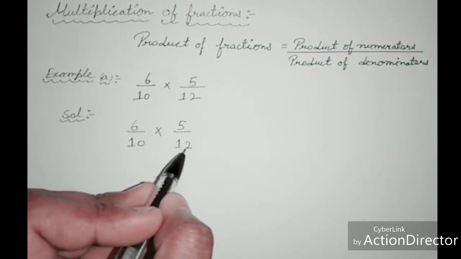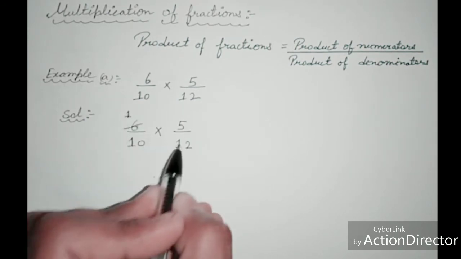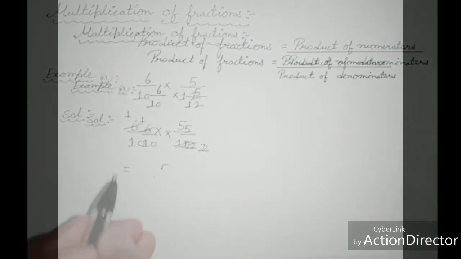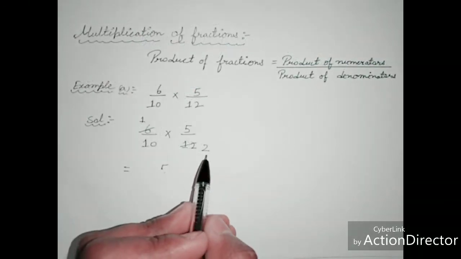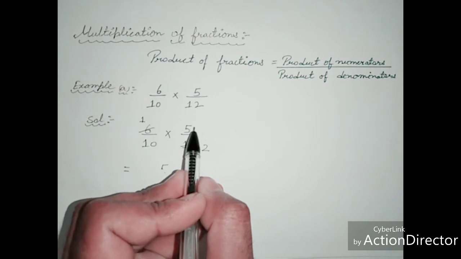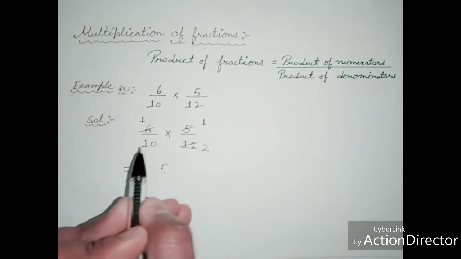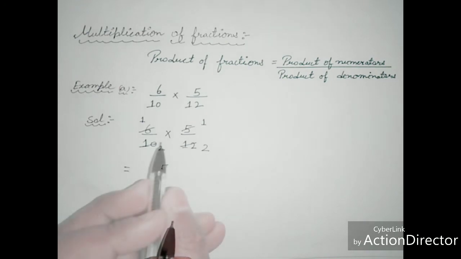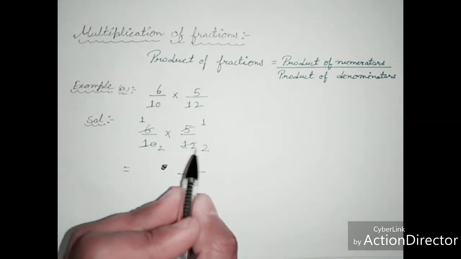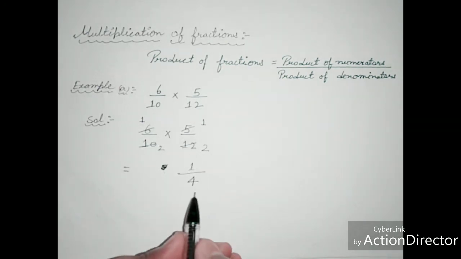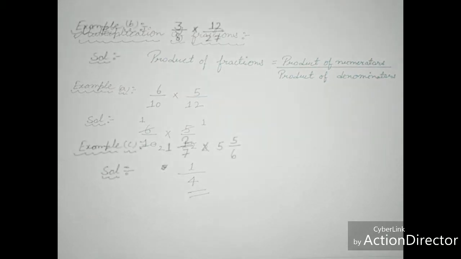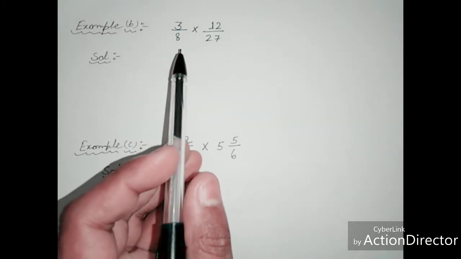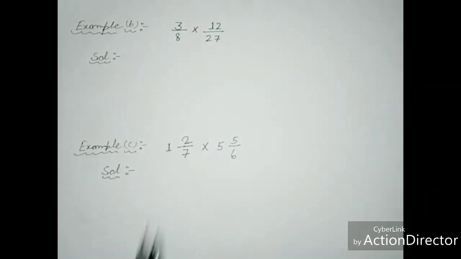So 6 2s are 12, 6 1s are 6 and 6 2s are 12. 2 6s are 12 and 5 1s are 5 and 5 2s are 10. 1 1s are 1 and 2 2s are 4. So when you multiply 6 upon 10 by 5 upon 12, it gives product 1 upon 4. Example number B, 3 upon 8 multiply by 12 upon 27.